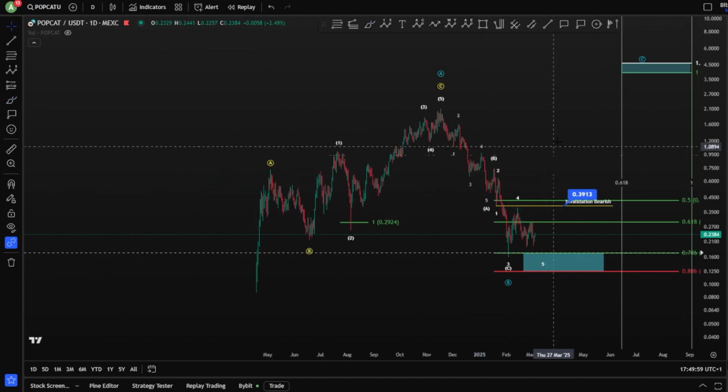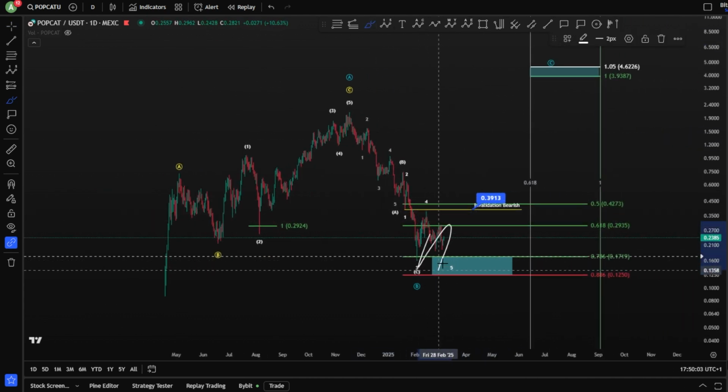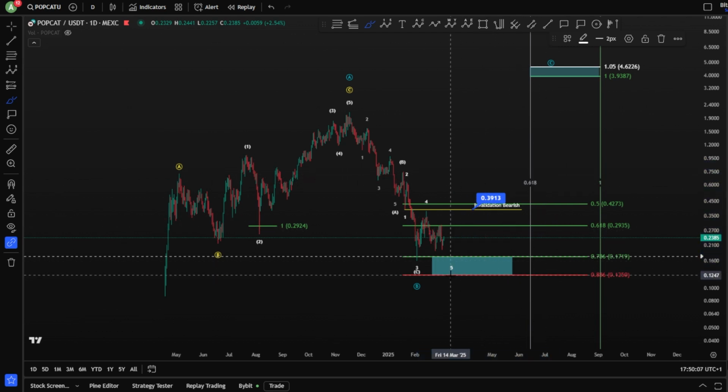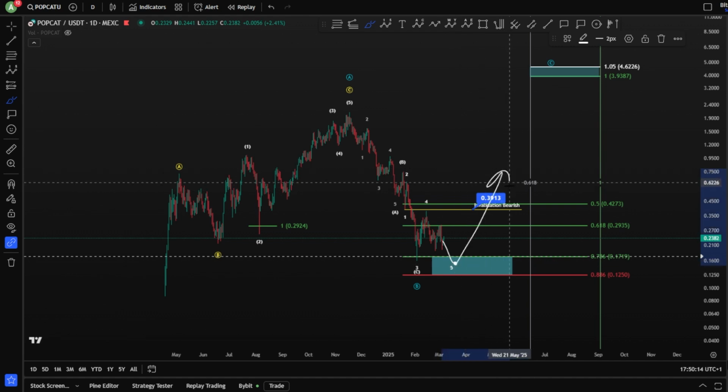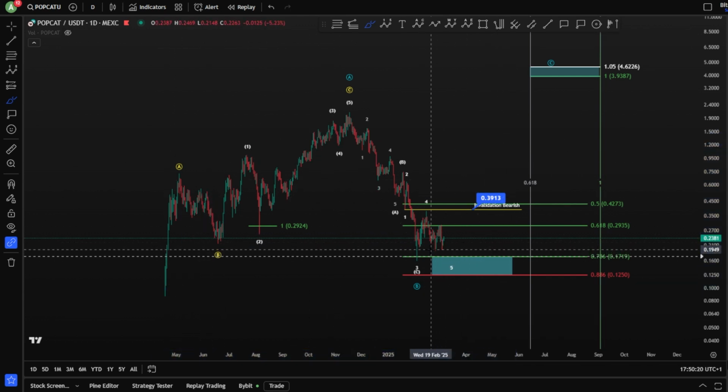As I mentioned before in the latest videos for POPCAT, whatever is going to happen inside this area, it's going to be bullish again. We need at least to confirm one more move toward the downside inside this blue box to be able to launch this bull run again as an A, B and a C toward the upside.